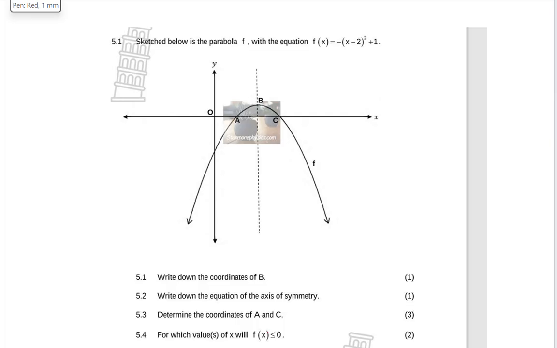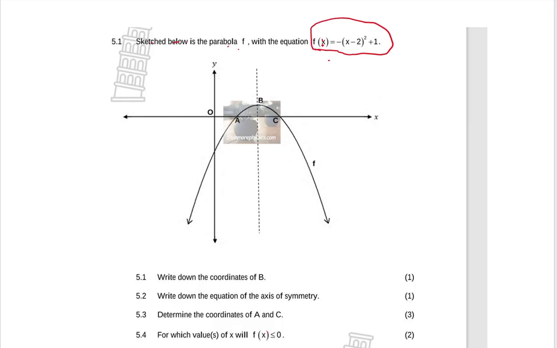Today we're going to do a parabola. We're going to answer this parabolic function. You see, they say sketched below is a parabola. A parabola of f here with an equation. This is our equation. F of x is equal to this one.